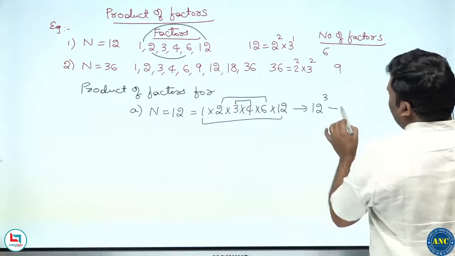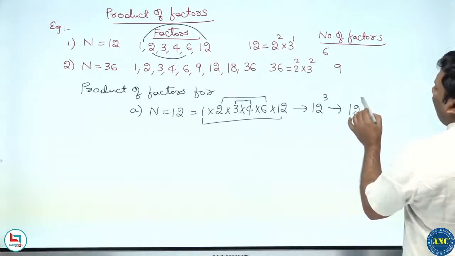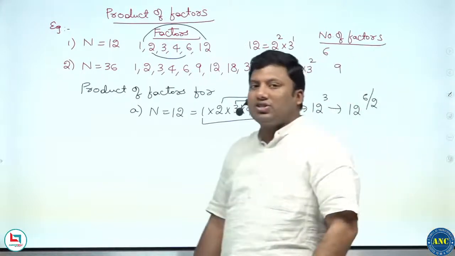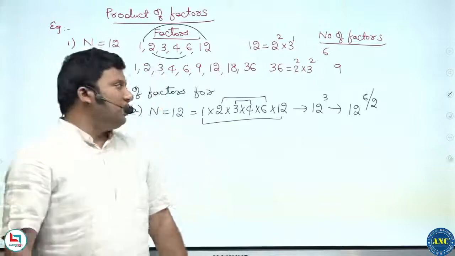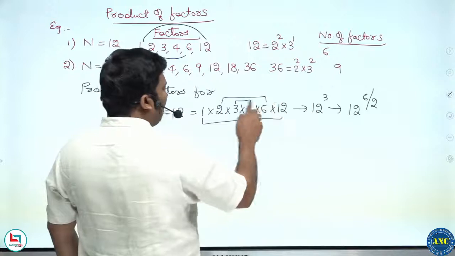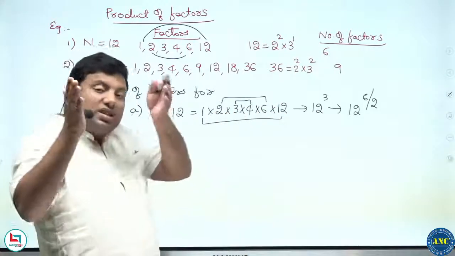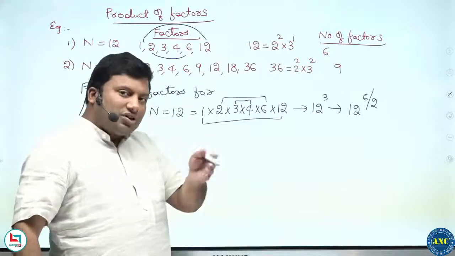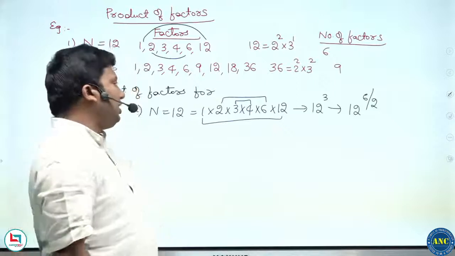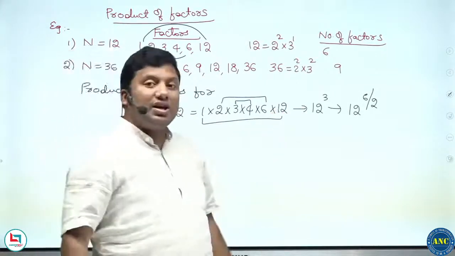Or it can be written as, the total number of factors is 6. Half of them when multiplied by the next half, I will get the number. Totally 6 factors are there for 12. First with last, second with the second last, third with the third last. First with last, product is 12. Second with the second last, product is 12. Third with the third last, product is 12. So we got the answer as 12 power 3.